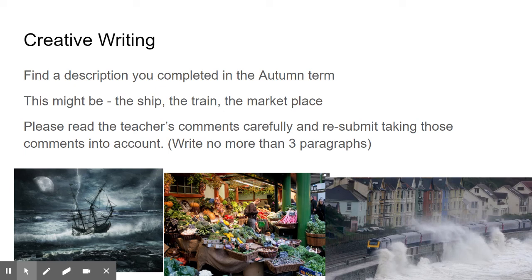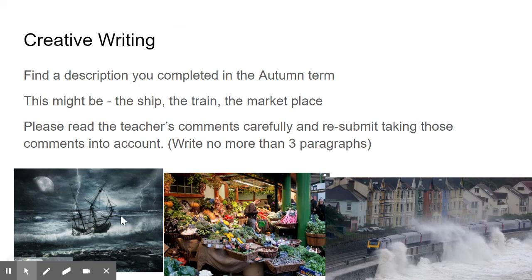What I'd like you to do is revisit a description that you completed in the autumn term. Now, this might be you were asked to do a description of this ship, this market, this train. And I want you to read my comments carefully, or Julia's comments carefully, and resubmit one of those pieces of descriptive writing, taking those comments into account. Don't do any more than 3 paragraphs because we probably won't get around to marking it.